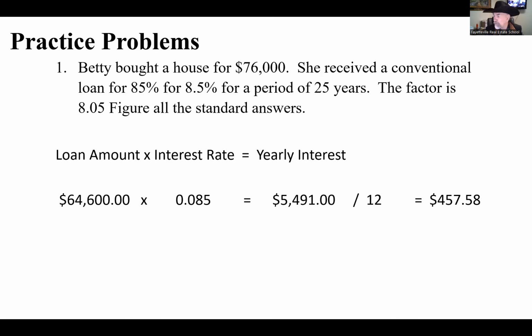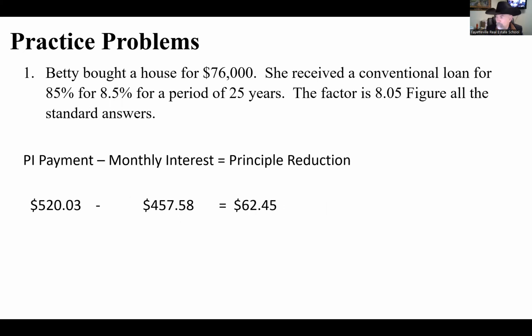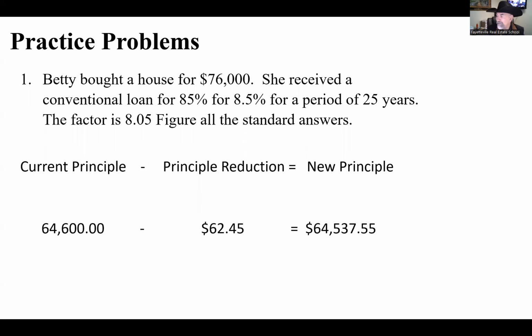Now we need to get our new loan balance. We're just going to subtract that interest from the P&I payment of $520.03, and that gives us principal paid for that very first payment of $62.45. Now we need a new loan balance. We're going to take the original loan balance minus the principal paid, and that will give us a new principal as of the first day of the second month of $64,537.55.